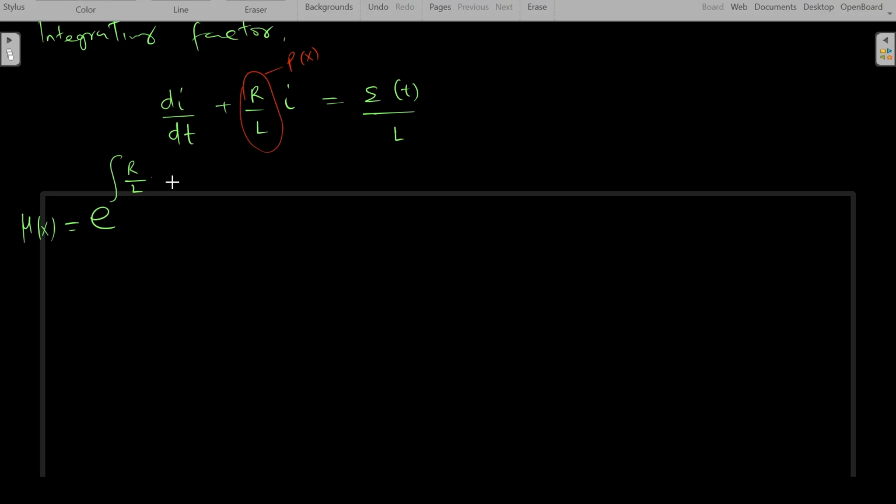Then we should integrate that with respect to time. Why? Because this is current, and current is the flow of charge per unit time, so we are differentiating current with respect to time. If we perform this integral, these are constants, so this will transform to e raised to R all over L, the integral of dt. If we perform this, we should get e raised to R all over L t, since if we integrate 1 dt, we get t. So this is the integrating factor.